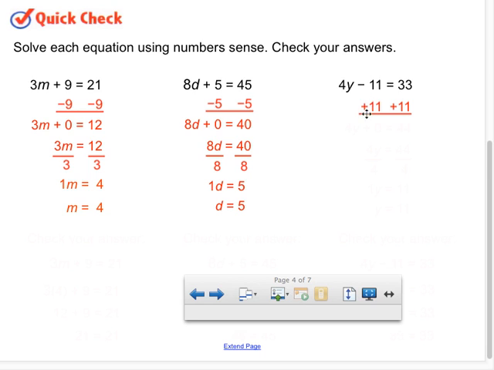Very good. So what do I get when we add 11 to both sides? 33 plus 11 is 44. Right. And then this becomes 0, so we get 4y plus 0 equals 44. 4y equals 44. You have a question, Ben?